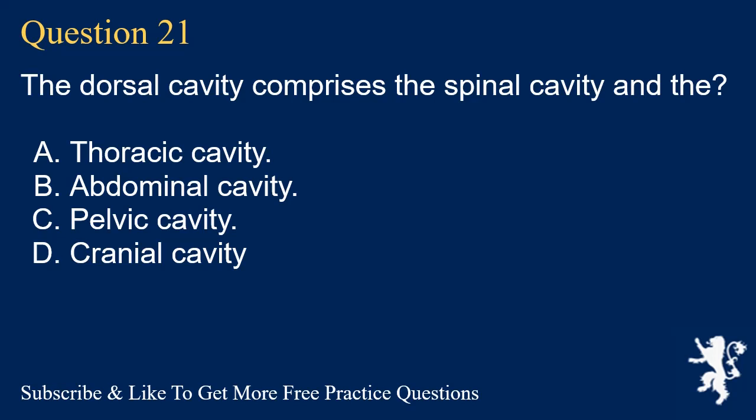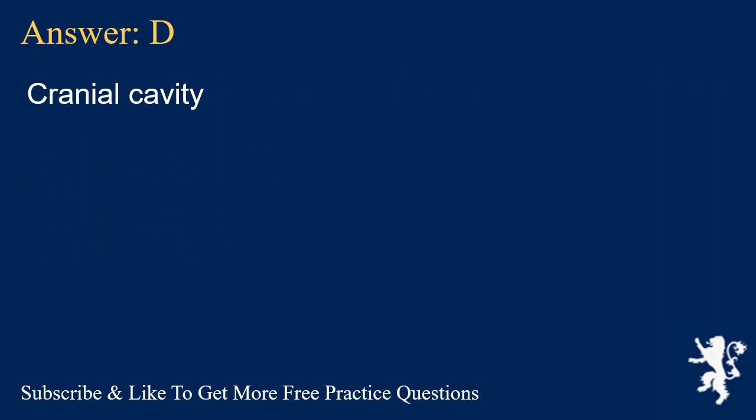Question 21. The dorsal cavity comprises the spinal cavity and the A. Thoracic cavity. B. Abdominal cavity. C. Pelvic cavity. D. Cranial cavity. Answer, D. Cranial cavity.